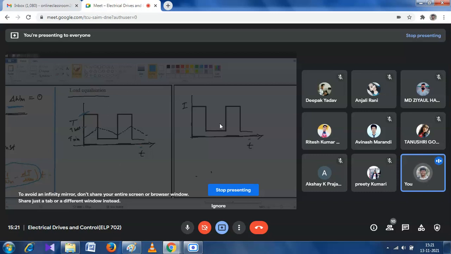Then what is actually load equalization? To reduce fluctuation, the system will be economical. The system will basically add something to that system by which we reduce the fluctuation. This is called basically load equalization.